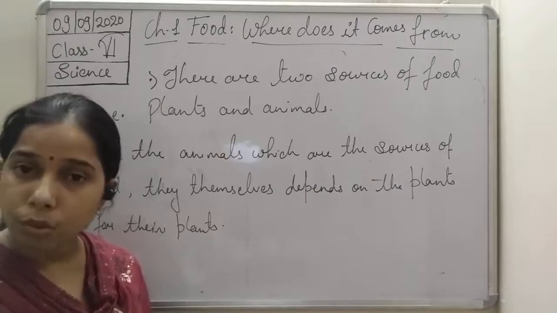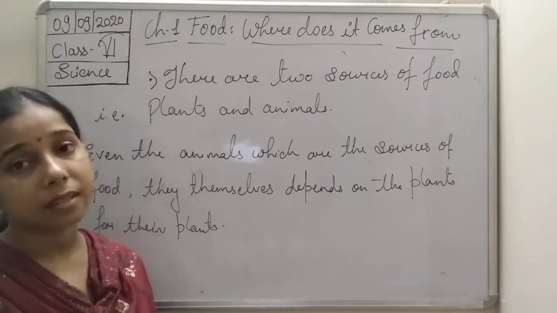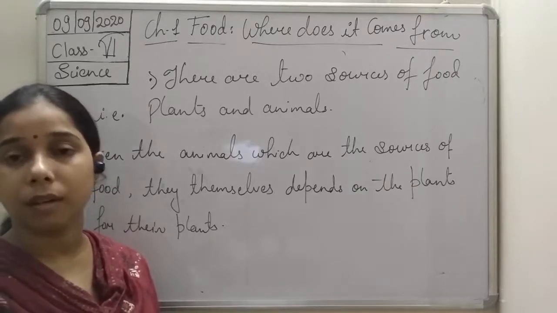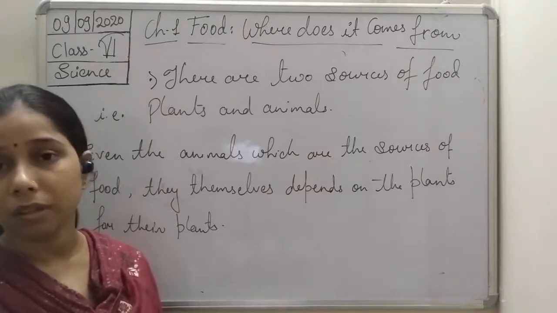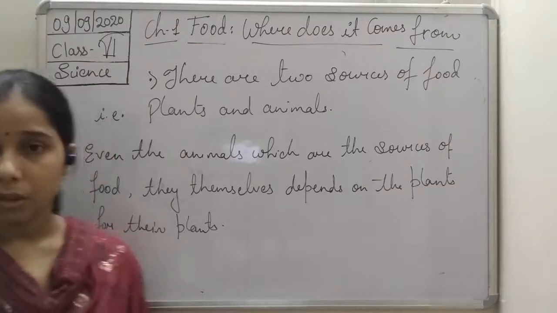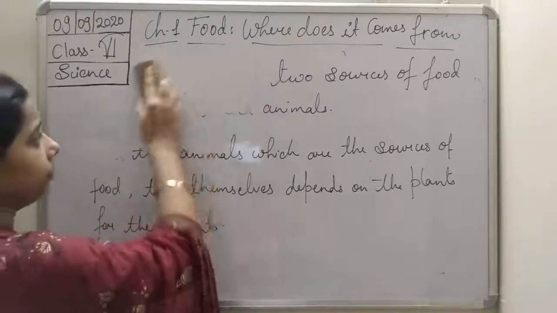So there are two sources of food. One is plant, one is animal. Animal itself is a source of food, but the animal itself is dependent on the plants for its food. Okay, so now we will move on to the next one, and that is: what do animals eat?